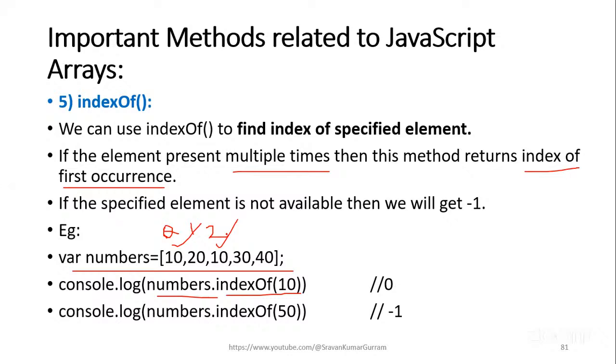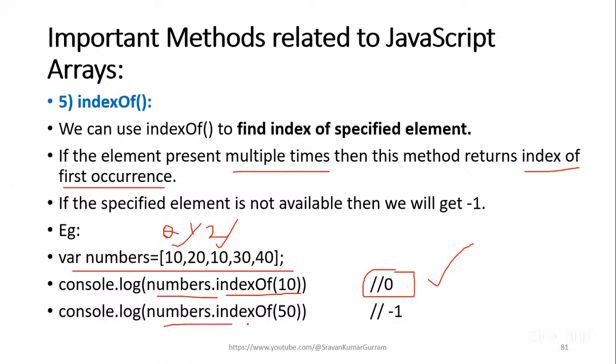But when the particular element occurs multiple times, then only the first occurrence is returned. So see this, the first occurrence of the 10 is placed at index 0. That's why it is returning 0.